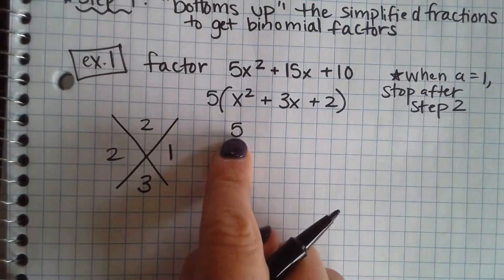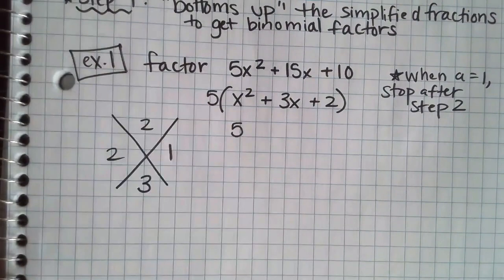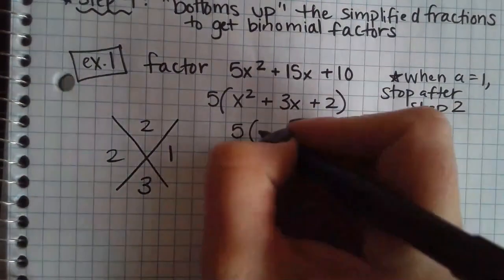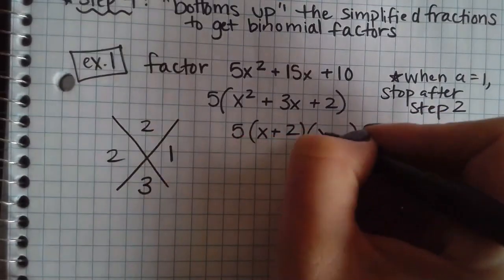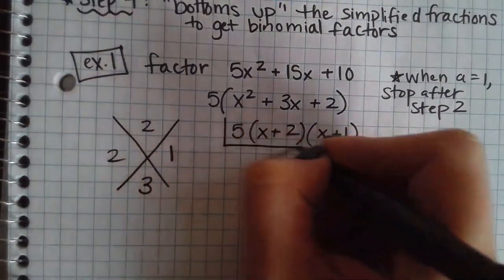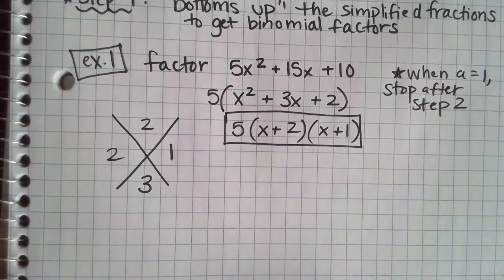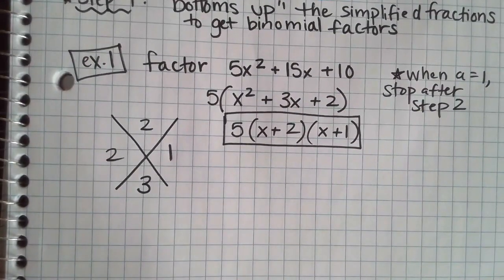Don't forget to bring down your GCF. That is a factor in your factored form. And then we'll put our 2 binomials, x plus 2, x plus 1. This is factored form. We do not set these equal to 0. Why? It didn't say solve. We're just factoring. We leave it in factored form. Good. Let's do another one.